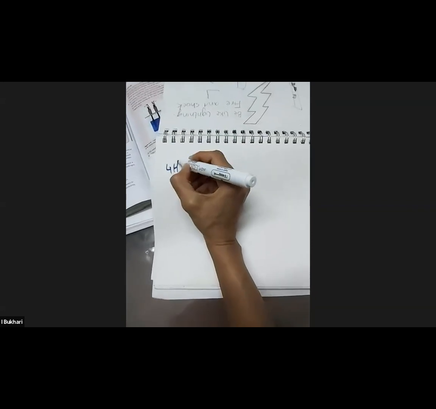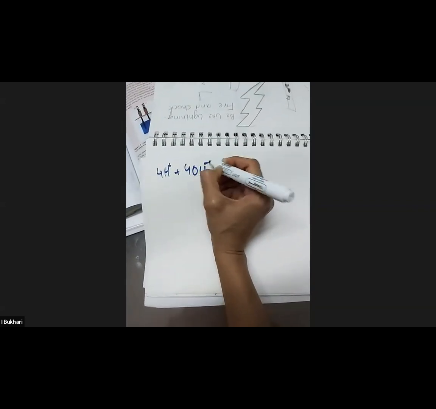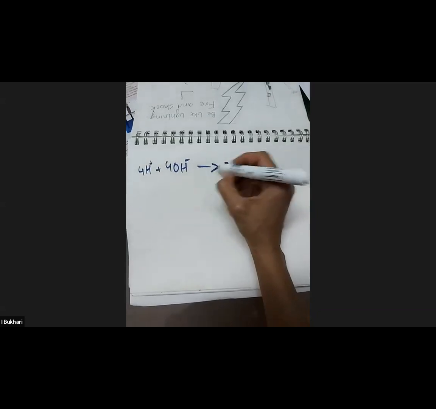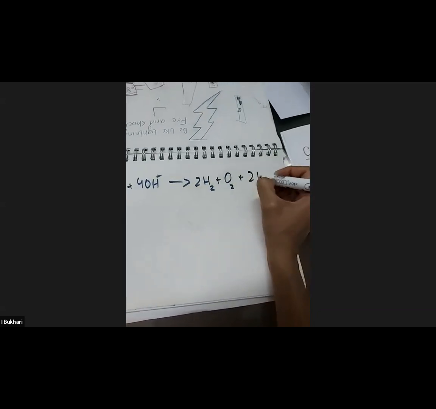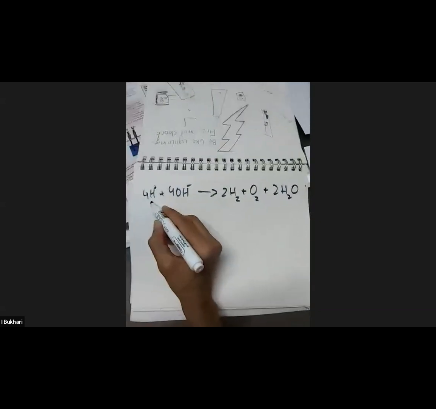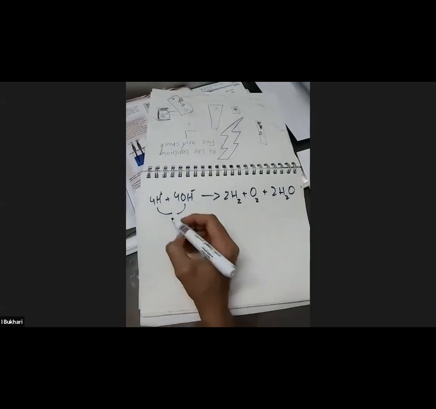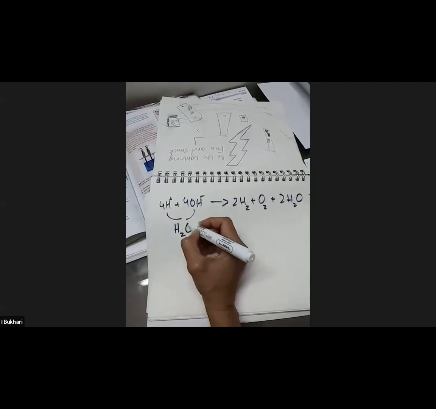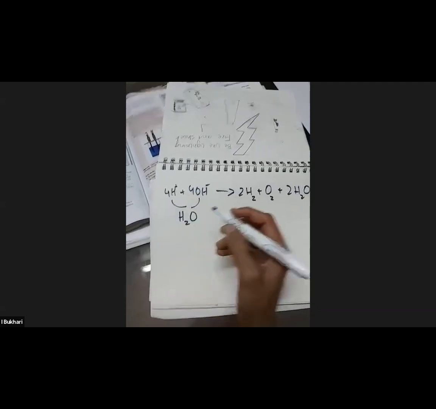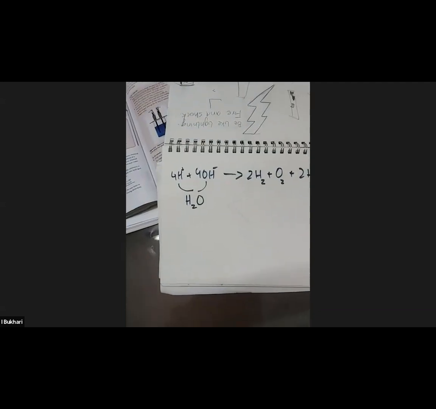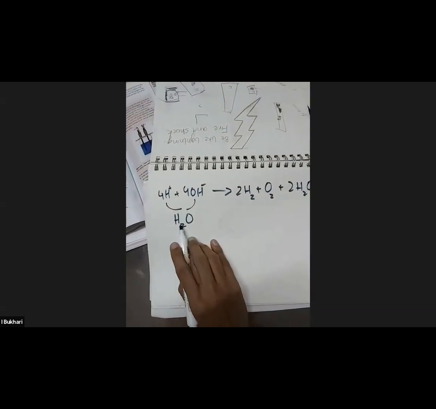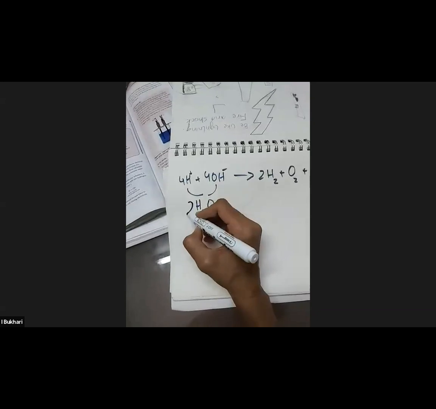So 4 hydrogen ions, 4 hydroxide ions, 2 hydrogen plus oxygen plus 2 water. They will not exist separate. They will form 4 water molecules. Oh no, sorry. Yes, 4 water molecules over here, and over there, 2 water molecules only.